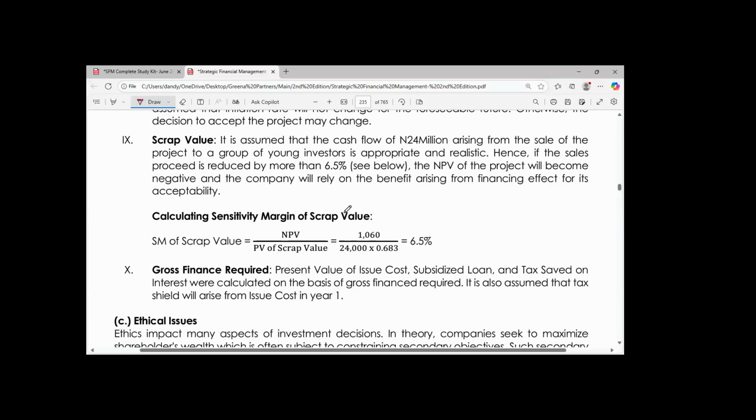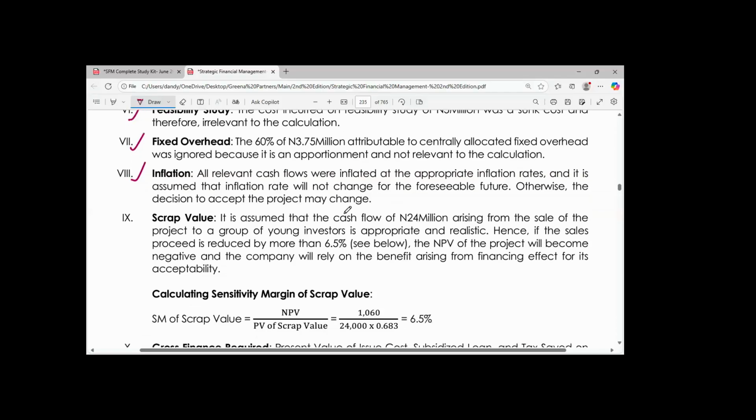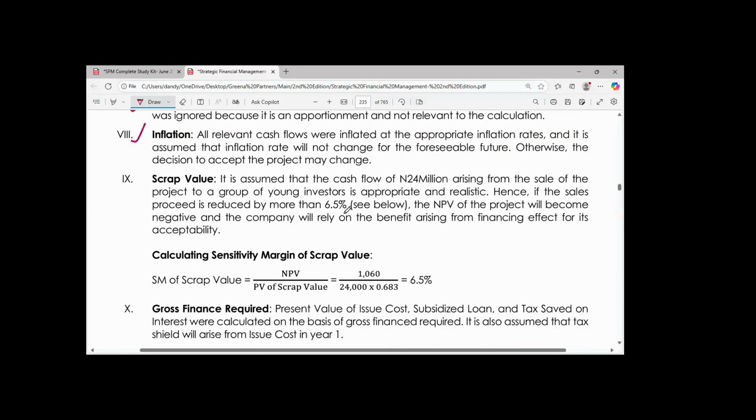Then number 9, we talk about scrap value. We are given a scrap value of 24 million naira for the project. What's our assumption? It is assumed that the cash flow of 24 million naira arising from the sale of the project to a group of young investors is appropriate and realistic. It means that 24 million naira will be earned through the disposal of the project. It will be earned. That's our assumption.